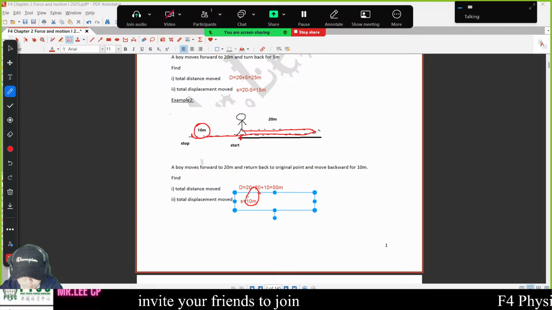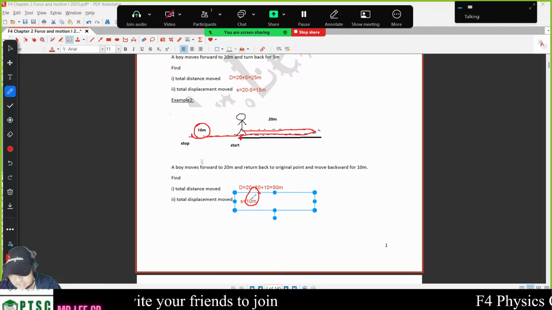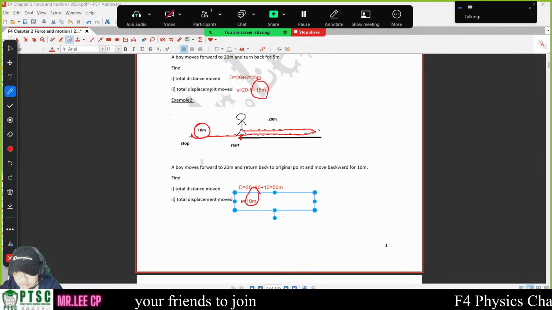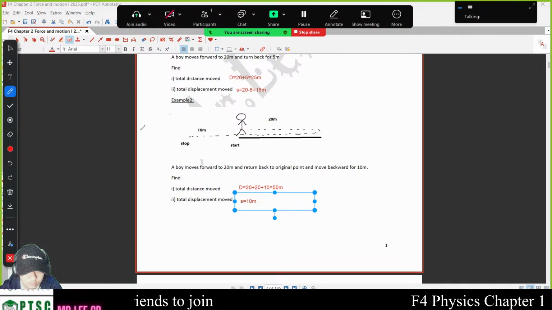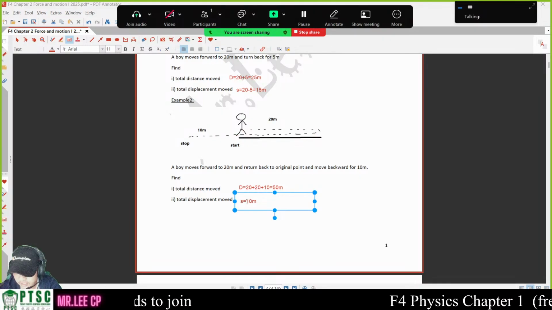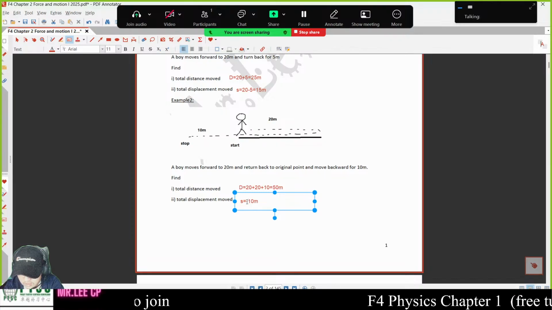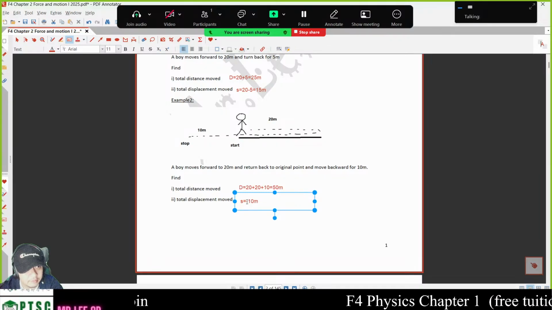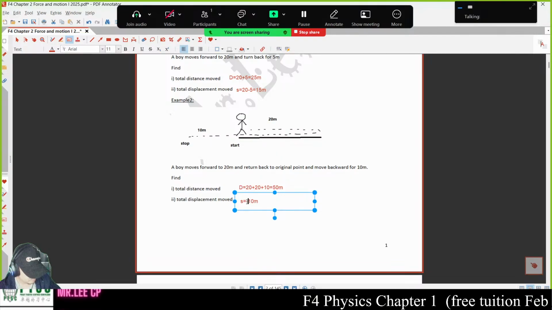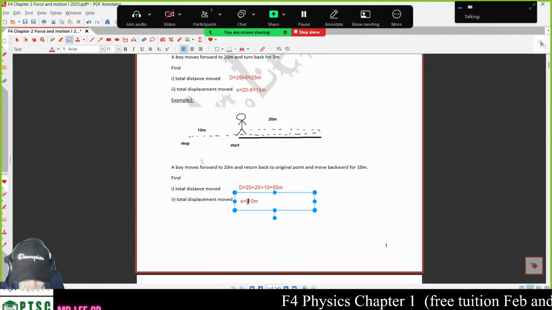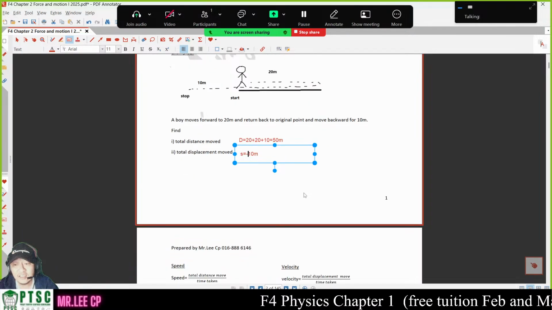If positive 10, it is right hand side. So like this 15, it is right hand side. If it is left hand side, we are going to take it as negative 10. So this negative tells you the direction, left hand side or right hand side. So this is about what is distance and displacement.